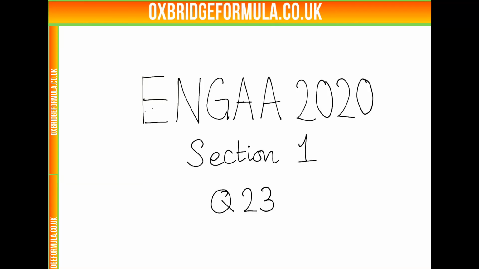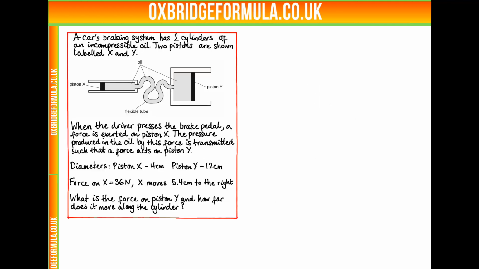This question is taken from the ENGAA 2020 Section 1 paper, and it is question 23. So we read, a car's braking system has two cylinders of an incompressible oil. Two pistons are shown, labelled X and Y, in this diagram. When the driver presses the brake pedal, a force is exerted on piston X. The pressure produced in the oil by this force is then transmitted such that a force acts on piston Y.